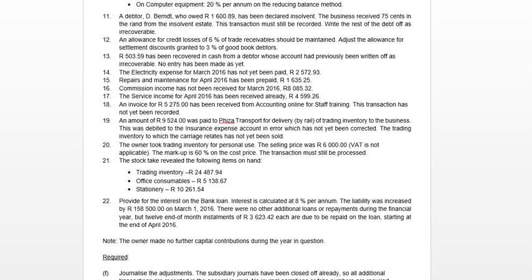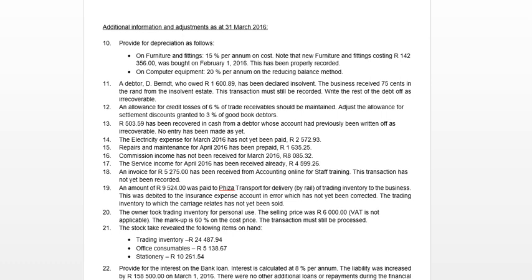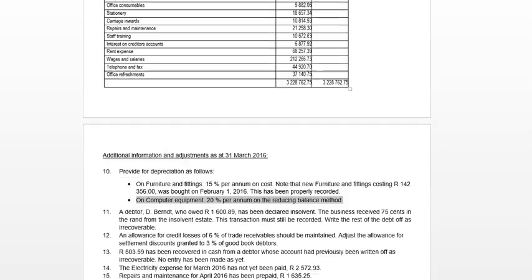Next, what we have is our accumulated depreciation on equipment, and on that we just depreciate it at 20% per annum on the reducing balance method. What does it mean if we use the reducing balance method? It means we will need to determine our carrying value. Our carrying value is our cost price less accumulated depreciation.